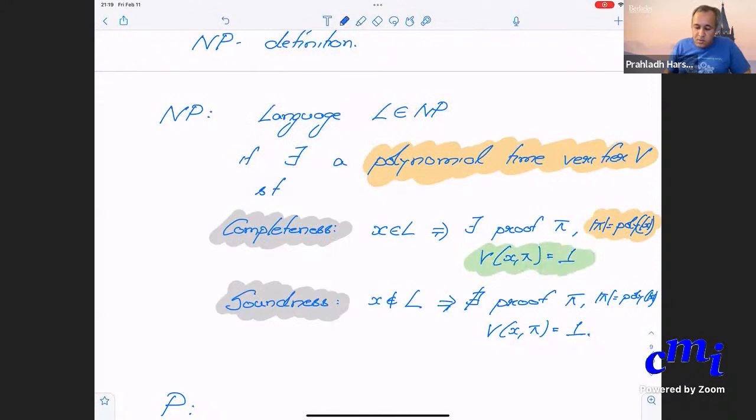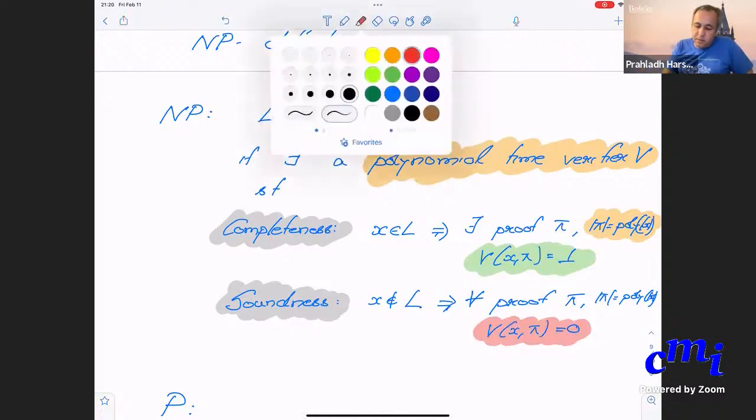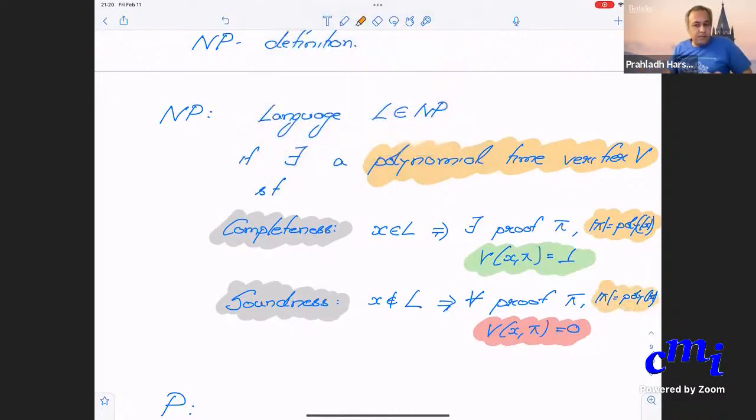And the other case, soundness: if the string is not in the language, or equivalently, X is false, there must not exist any short proof that convinces the verifier. I think it's better to write it this way: for all proofs, this should be 0. That's equivalent to what I had written before. You should reject every purported proof, and furthermore, every purported proof of polylength.